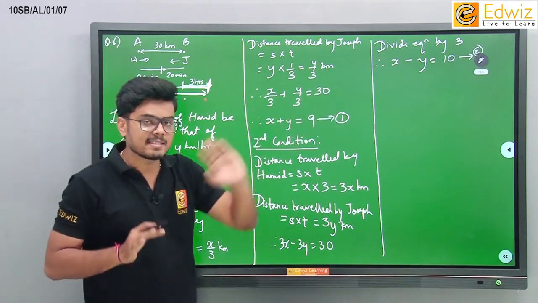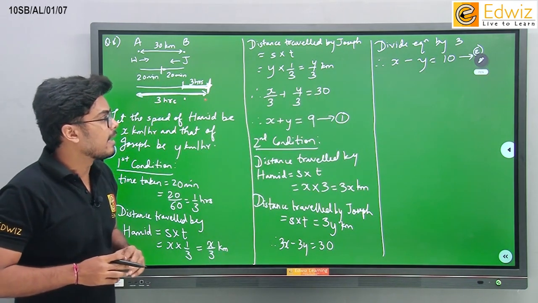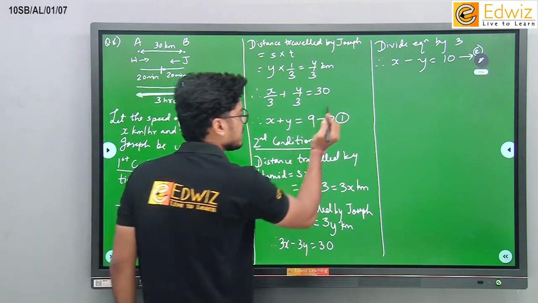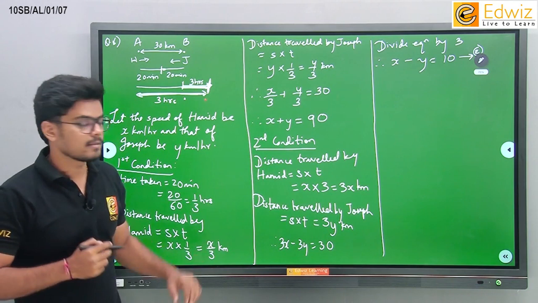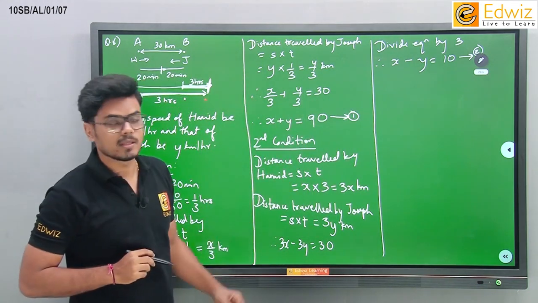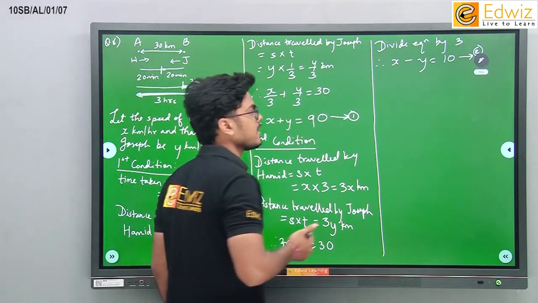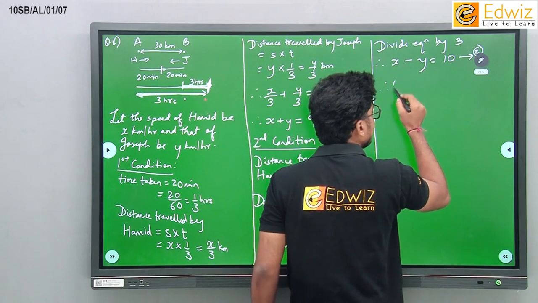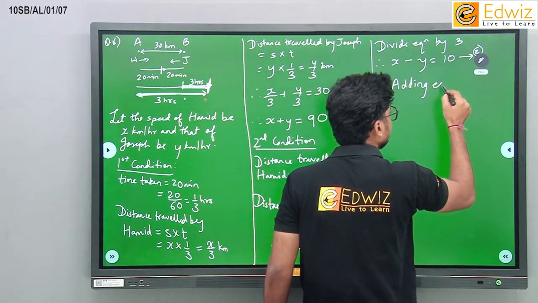Now we have two very simple equations. x plus y equal to 90. This is the first equation. Okay, because 3 will get multiplied to 30, it becomes 90. And second equation is x minus y equal to 10. So adding equations 1 and 2, because directly y eliminate हो जाएगा.